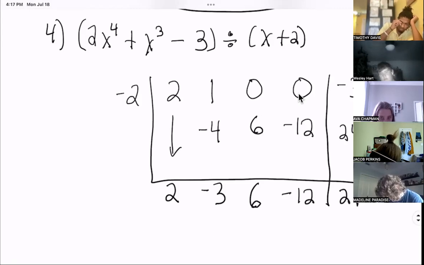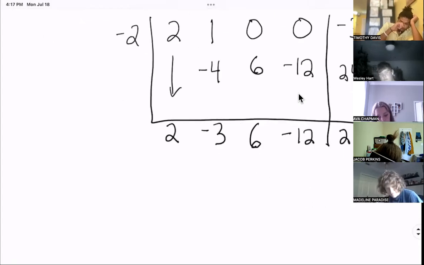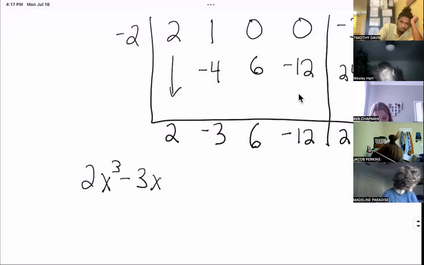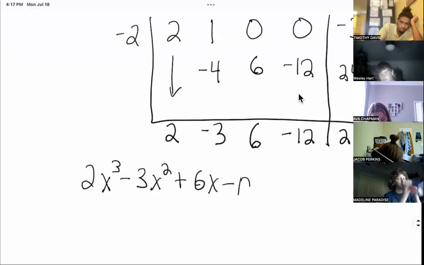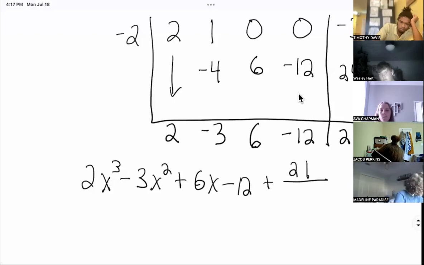What was the highest power our original problem was? A fourth power, which means it starts with a third. So 2x to the third, right down the line, minus 3x squared plus 6x minus 12 plus 21 over x plus 2.